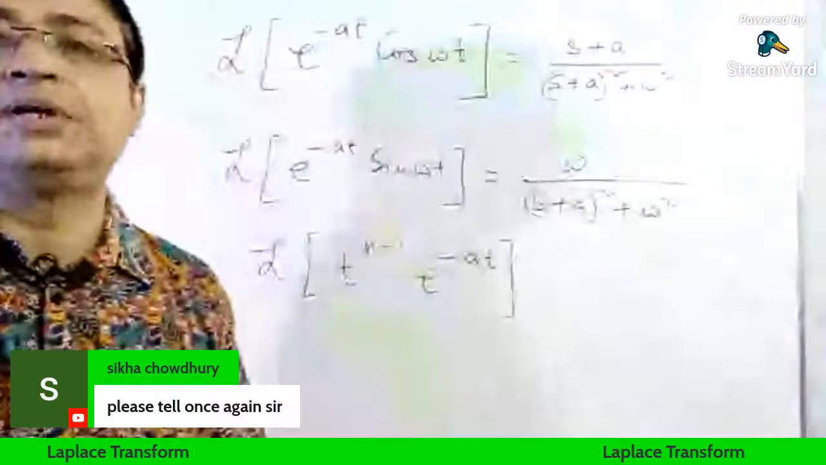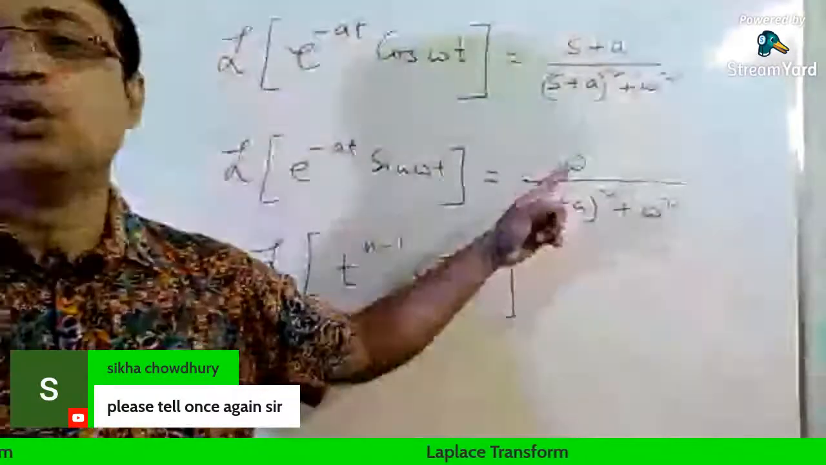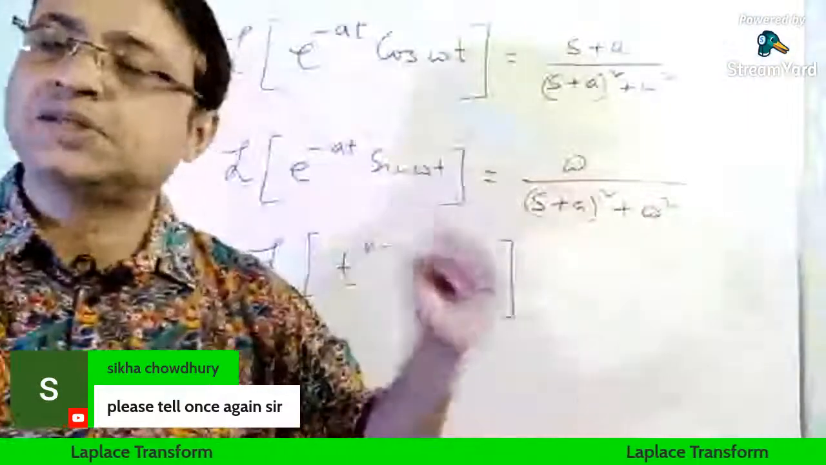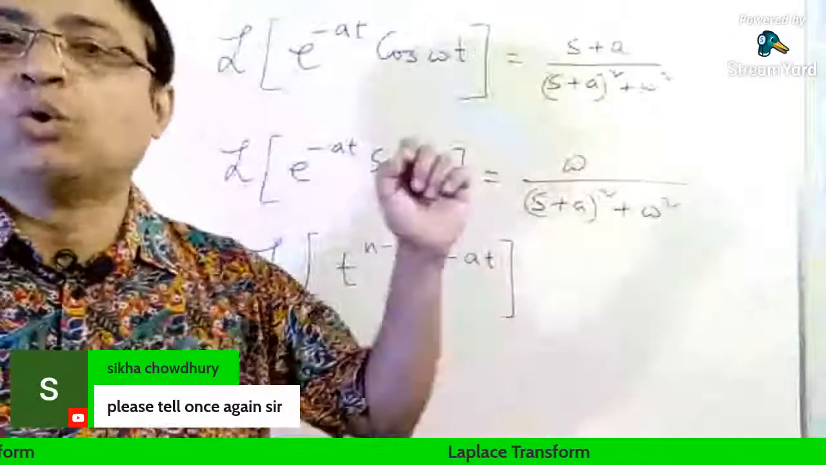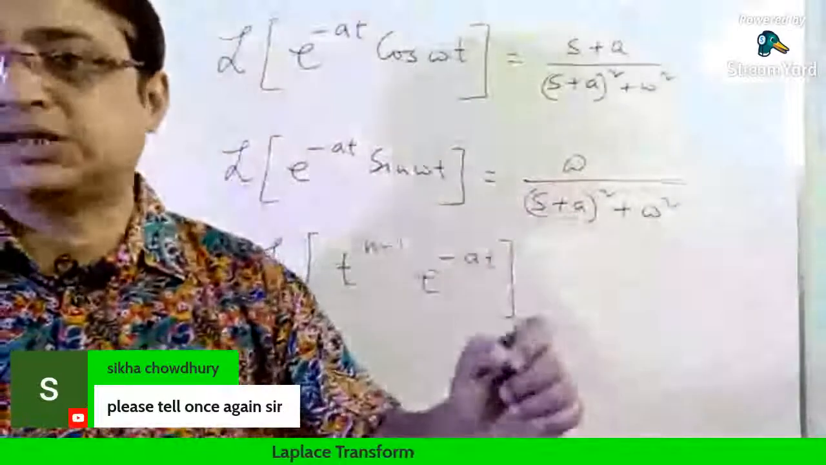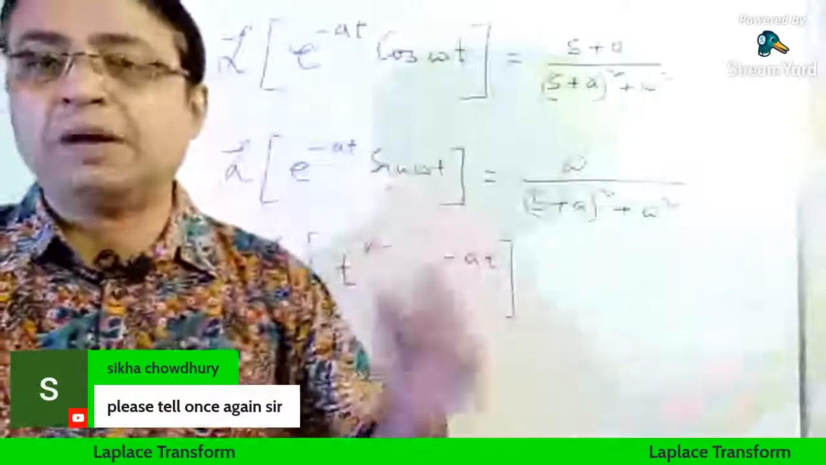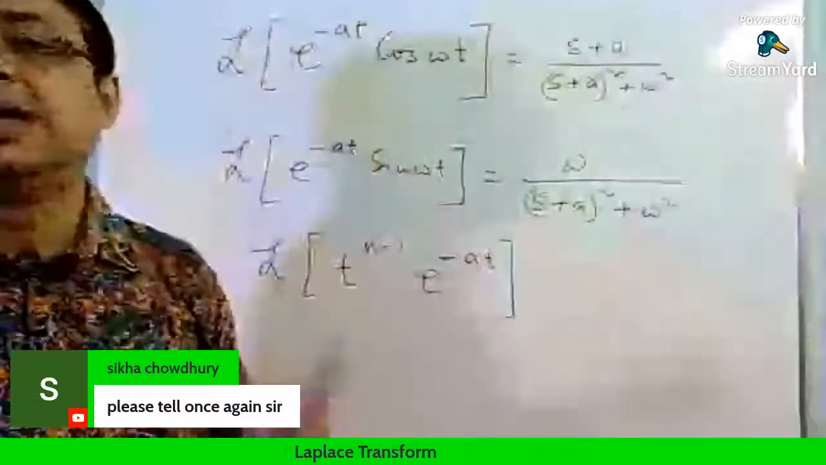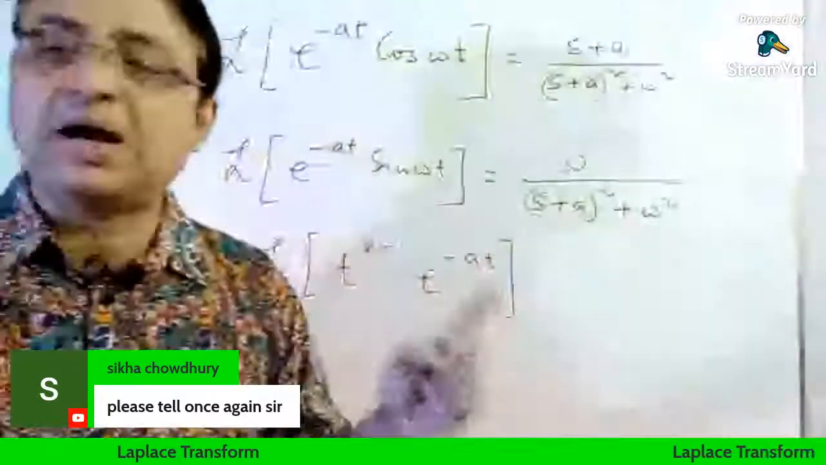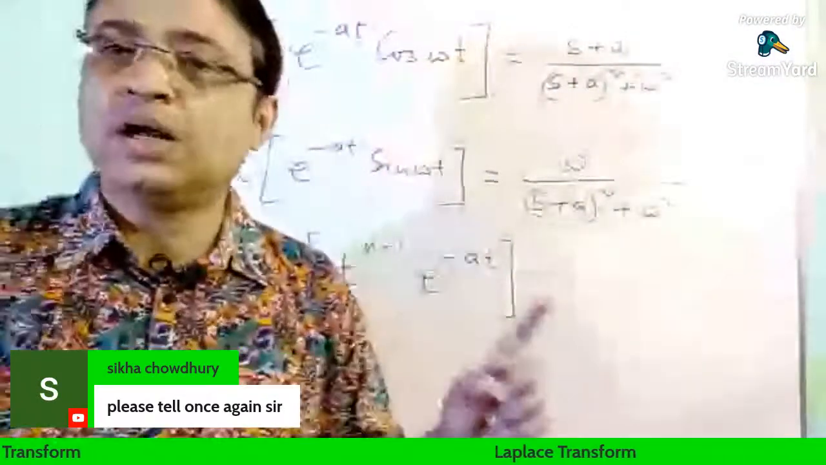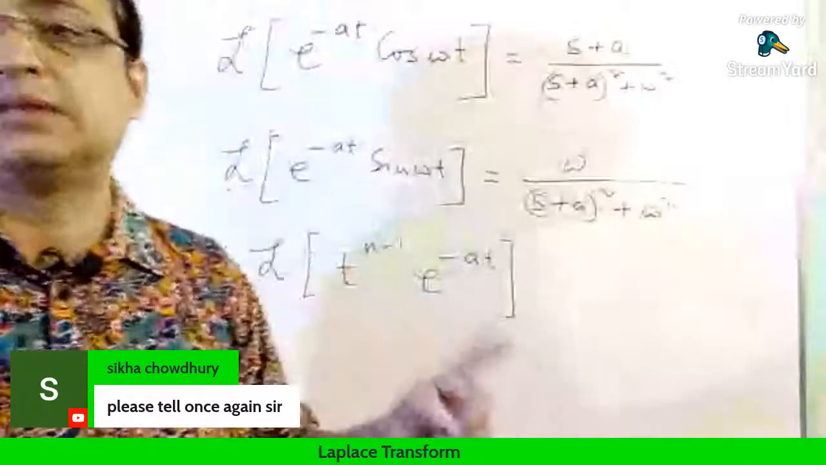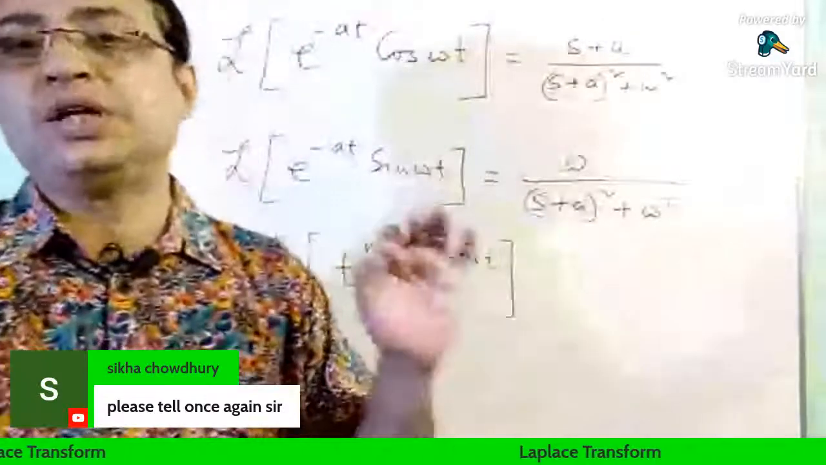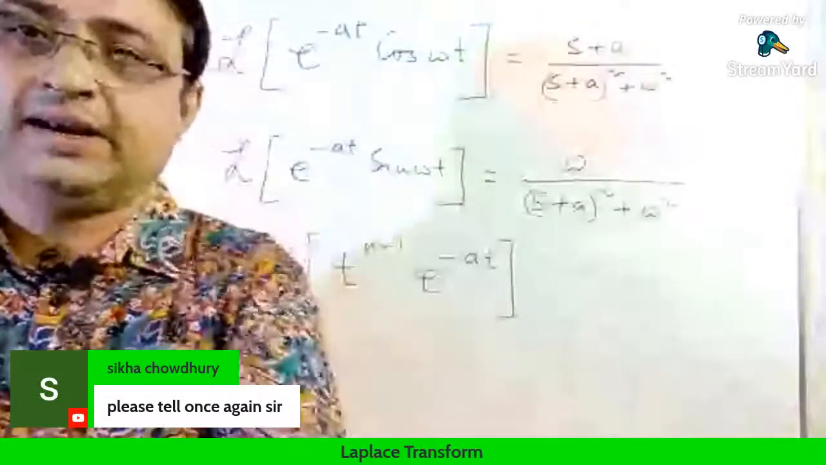Shikha, I'm telling you that the value should be omega, only the omega, because the Laplace transform of sine omega t is also omega by s square plus omega square. Here always remember that you have to substitute s by s plus a, and you have to retain all the other terms. So only you have to substitute s by s plus a.